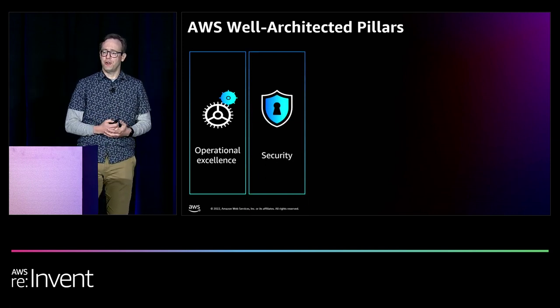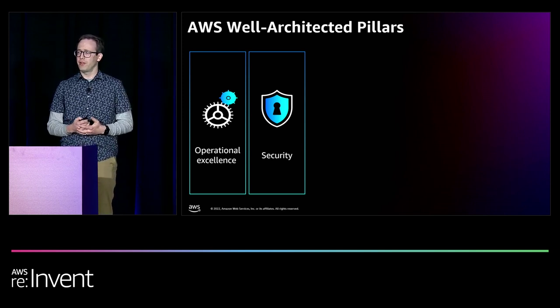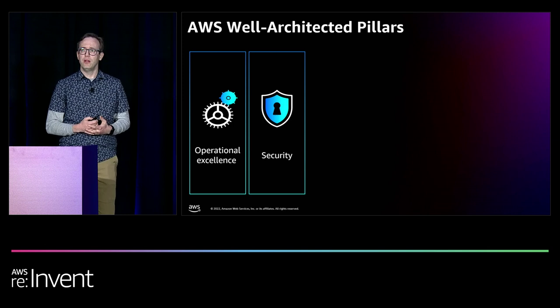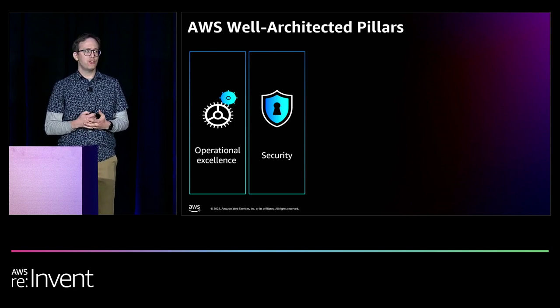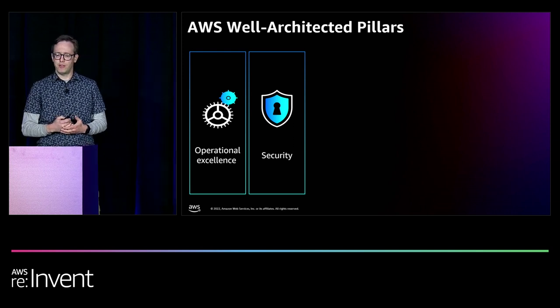The second area is security. Security is job zero for us at AWS, and it is for our customers as well. And so this is a core component of the well-architected review to make sure that you're covering all the appropriate bases and following best practices related to security.